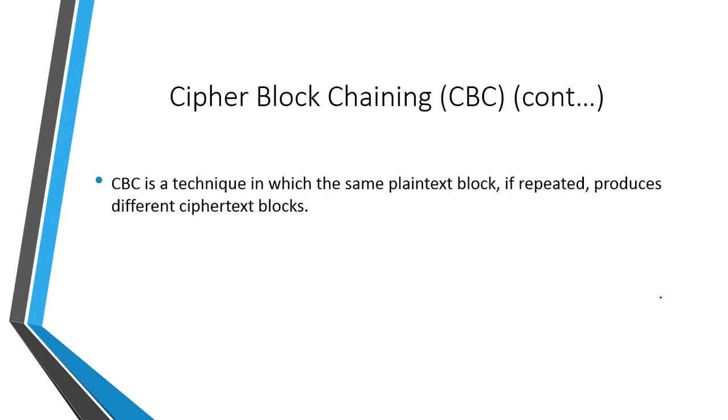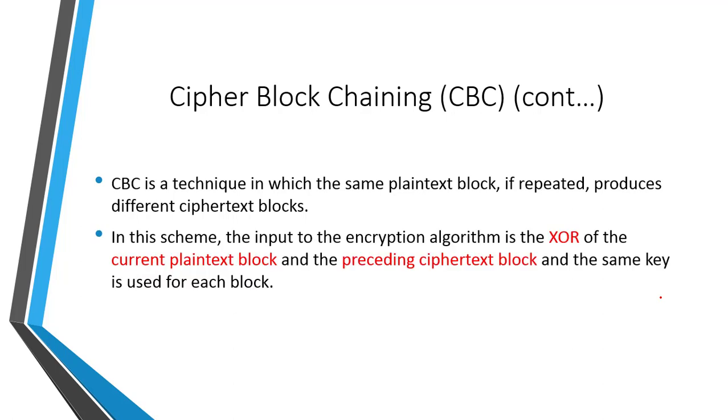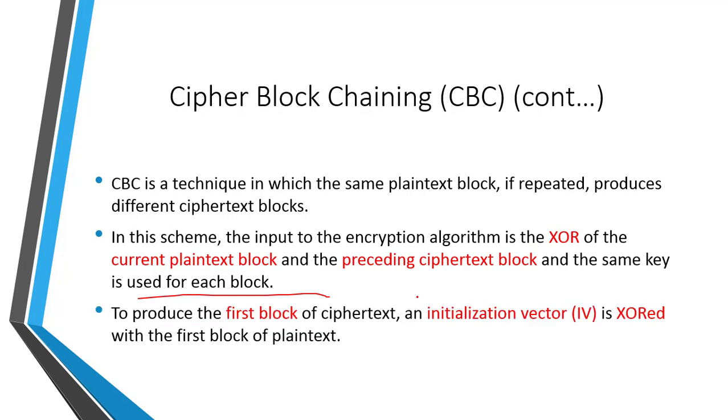CBC is a technique in which, if the same plaintext block is repeated, it will produce a different ciphertext block. It cannot produce the same ciphertext block. So in this scheme, the input to the encryption algorithm is the XOR of the current plaintext block and the preceding ciphertext block, and the same key is used for each block. In spite of using the same key for each block, this algorithm will produce different output for the same plaintext block. To produce the first block of ciphertext, an initialization vector is XOR with the first block of the plaintext.